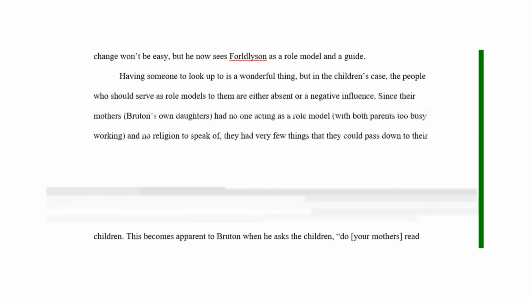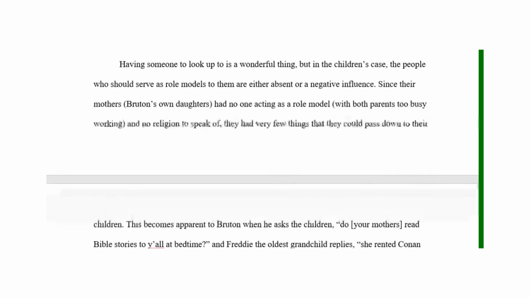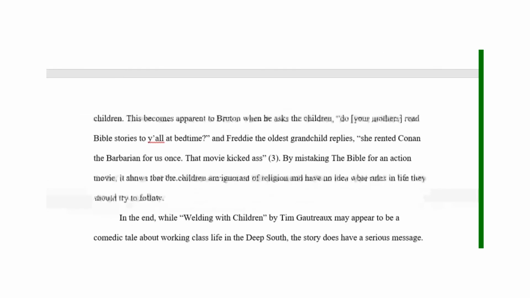And then the next body paragraph, here's the topic sentence, "Having someone to look up to is a wonderful thing, but in the children's case, the people who should serve as role models to them are either absent or negative influences." So here again, you notice that we're repeating role models. We're tying it back to the main idea, to the thesis, the overall argument. But this body paragraph is zooming in on a different point. Here now we're talking about the children and how they did not have a positive role model. So I think you get the point now.